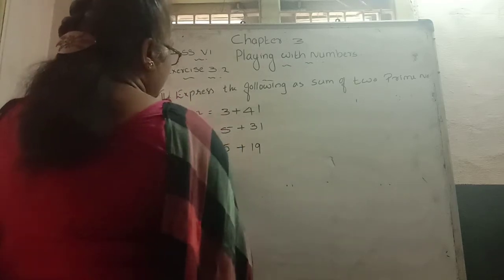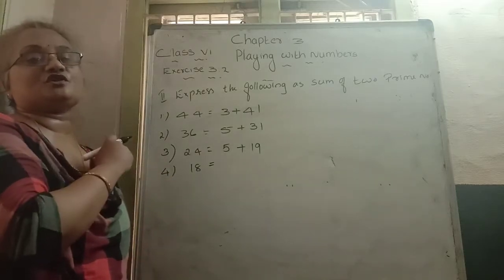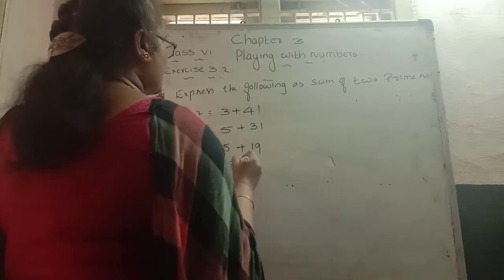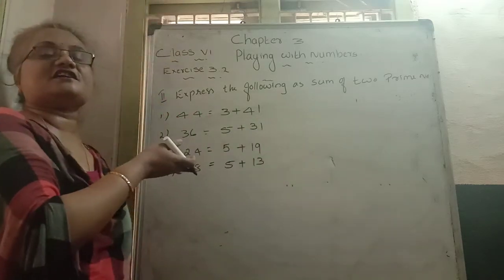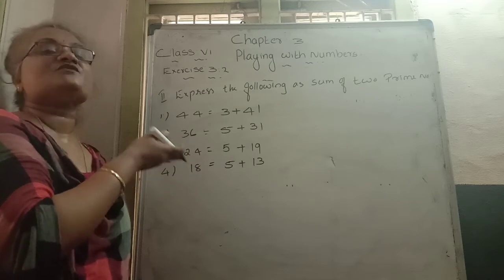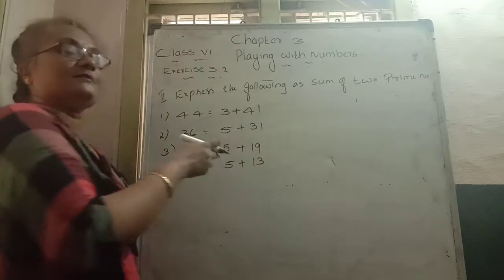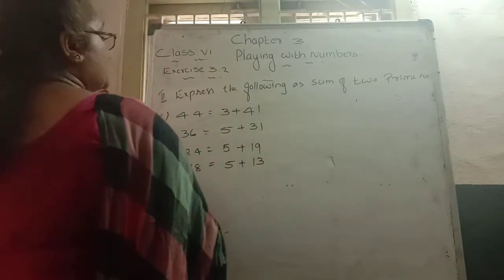Then next, 18. How can we express 18 using only prime numbers? 5 is added with which number to get 18? 5 is added with 13. 13 plus 5 comes to be how much? 18. 5 is a prime number. 13 is also a prime number. I hope you can understand this third question.